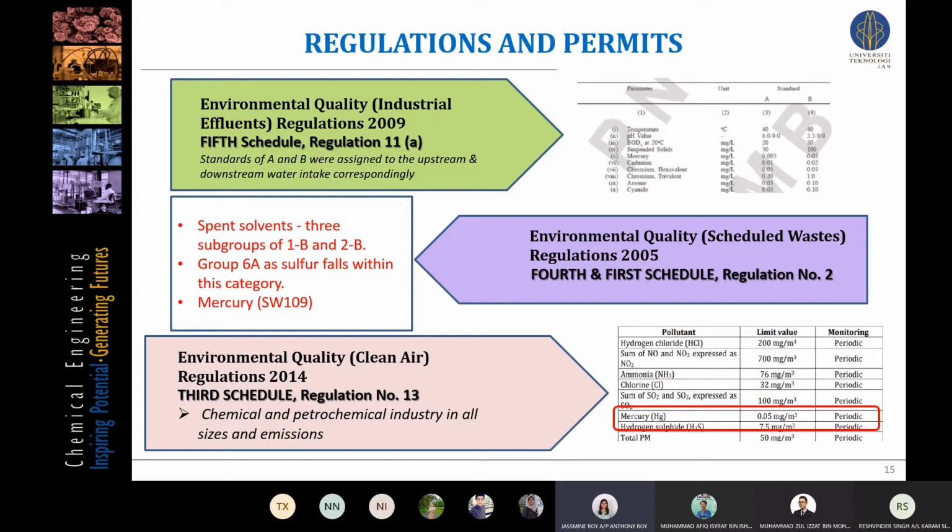Second is the environmental quality for scheduled wastes. So here the spent solvents, sulfur and mercury are to adhere to limits which are stated in the 4th and 1st schedule of regulation number 2. And thirdly is the environmental quality for clean air. Here we have mercury and hydrogen sulfide to adhere to the respective limit values, and it's monitored periodically.